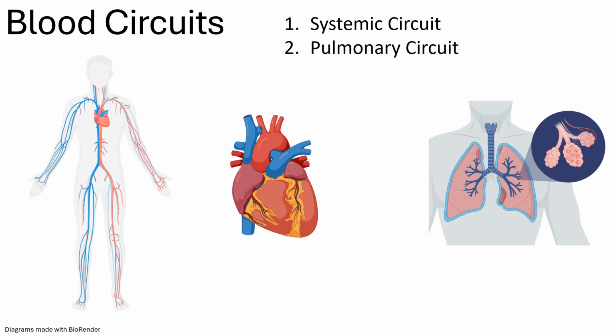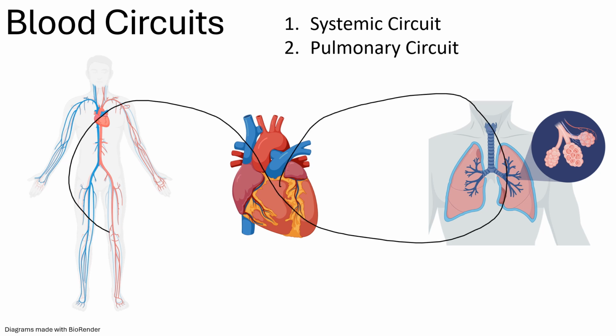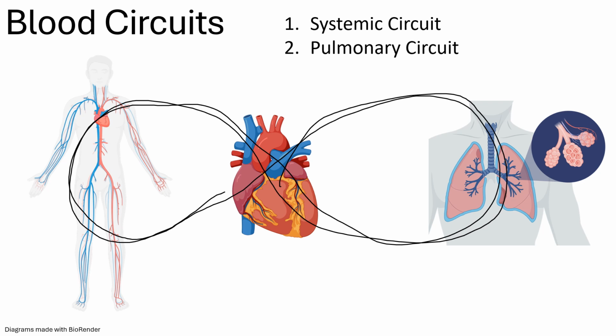Think of your body with the two circuits of blood. Think of your circulatory system as a figure eight, with the heart as the crossing in the center. Each loop of the figure eight is a circuit. Every time blood goes through one of these circuits, it comes from the heart and then goes back to the heart. One of these loops or circuits is called the pulmonary circuit, and one is called the systemic circuit.